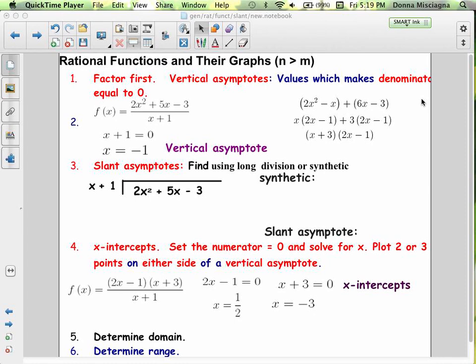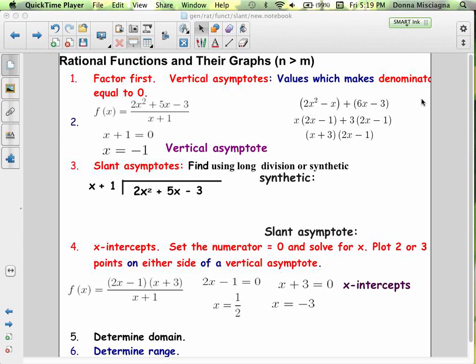Right, we're going to do one more in class. All right, so rational functions and their graphs. This one is, I think, on the back side of your notes.